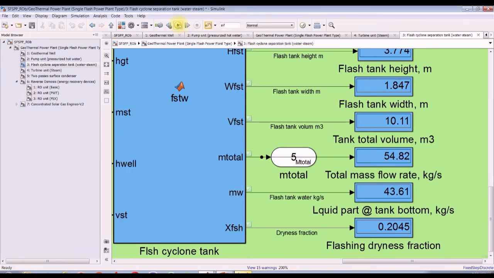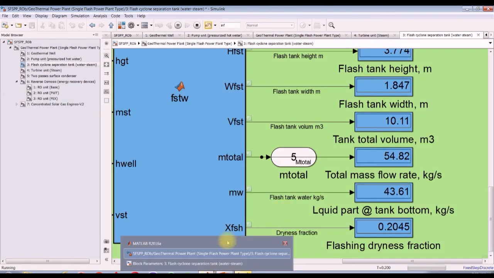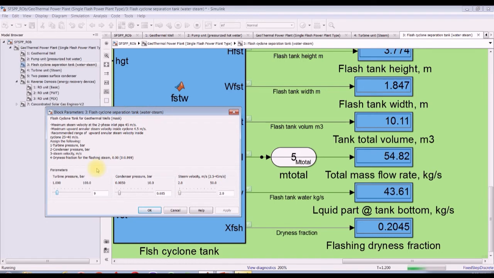Okay, we are going to hit run. Okay, we are going dynamically now. Let's see if we are increasing our turbine inlet pressure. Yes, this is responsible for increasing the quality of the steam. Suppose I'm going for 50%. And you will realize the effect on everything.